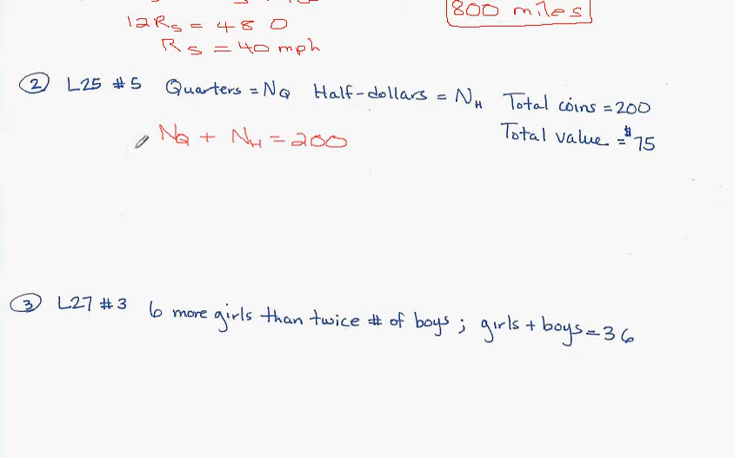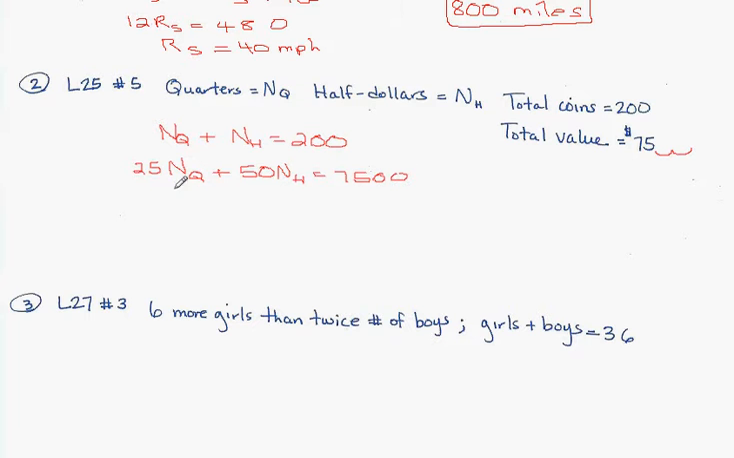It has nothing to do with how much a quarter is worth or how much a half dollar is worth. The next one is our value equation. That one cares about how much they're worth. So quarters are worth 25, and we move over our decimal point so we don't have decimals. Half dollars are worth 50 cents. And that equals $75. Since we moved the decimal for the quarters, we have to move it over here as well, and we get 7,500.